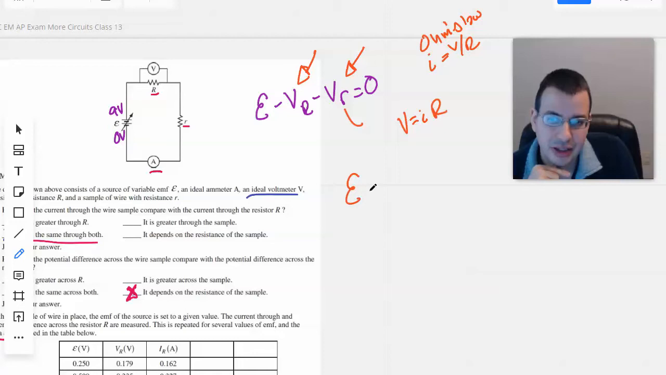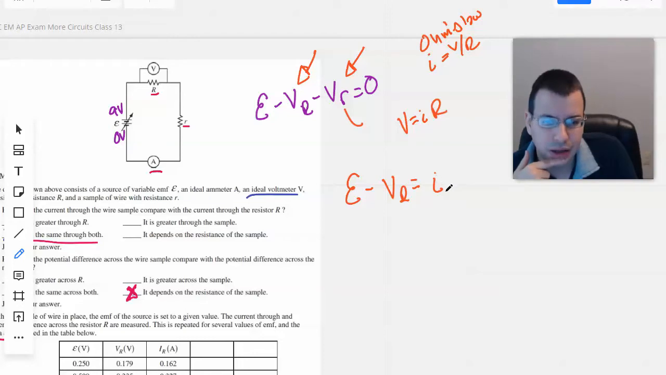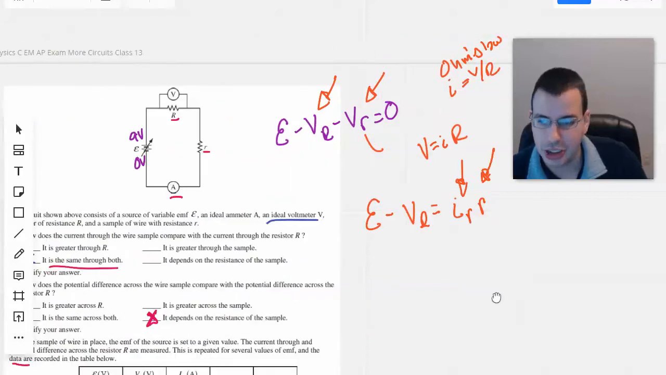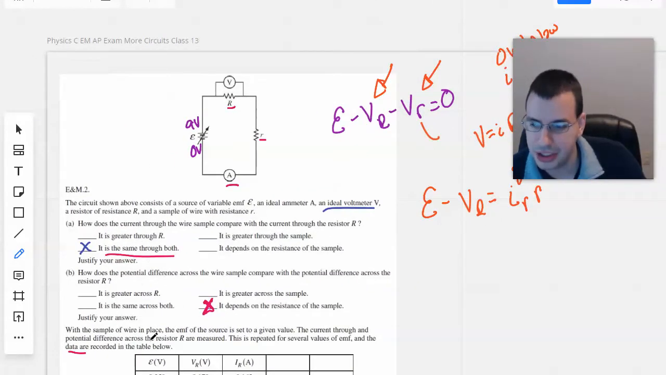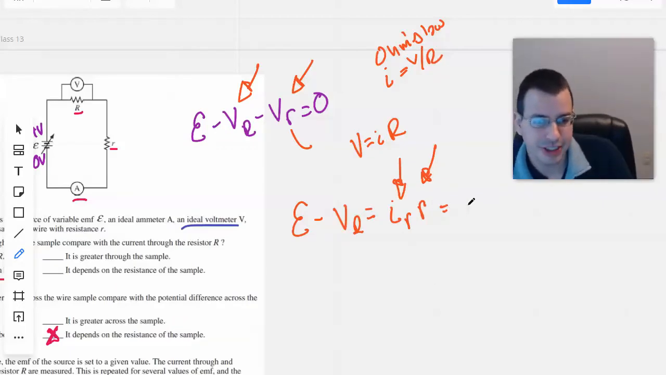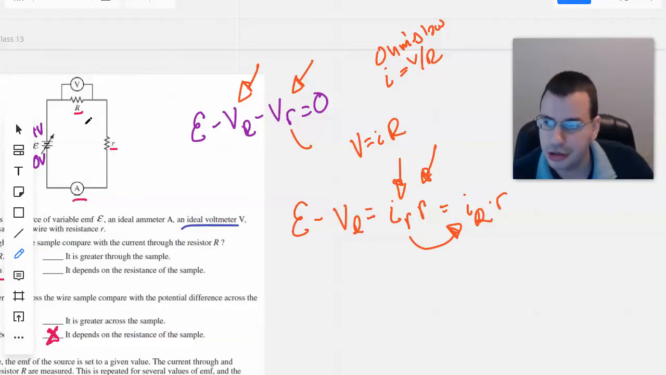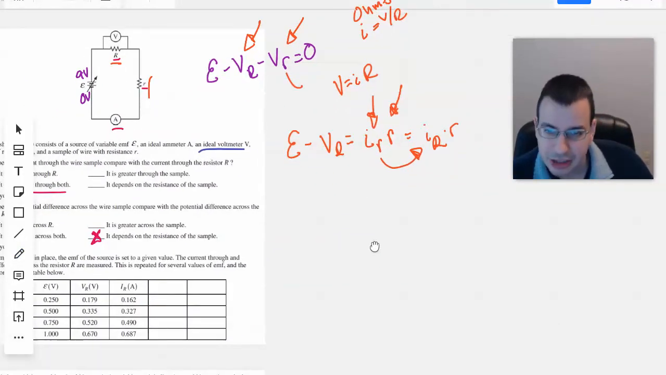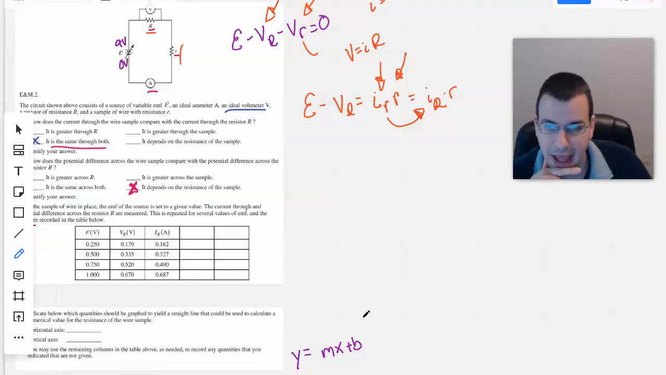And so we're going to have epsilon, which is electromotive force, minus V over R equals IR. Okay, so this is the small resistance, and that is the current through little r. Now the current, as we showed in A, and they told us in B part 2, maybe, is going to be the same as the current through big R times R. So I just substituted the current through this for the current through that, because they will be the same. And this kind of looks like that.